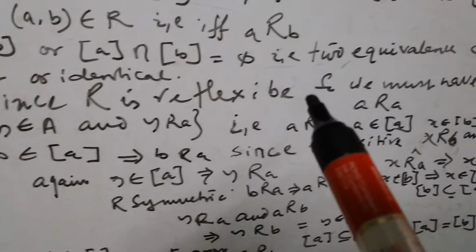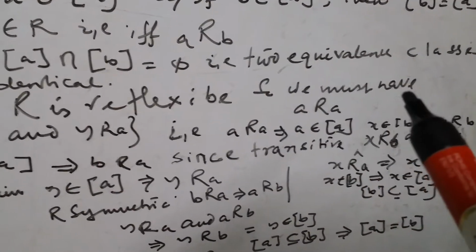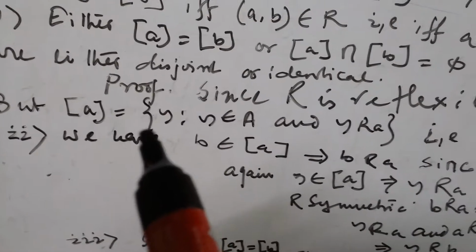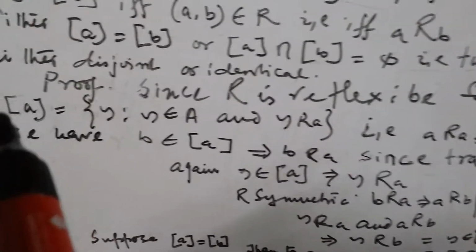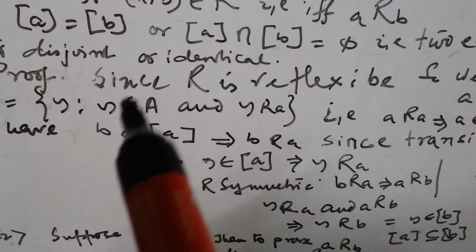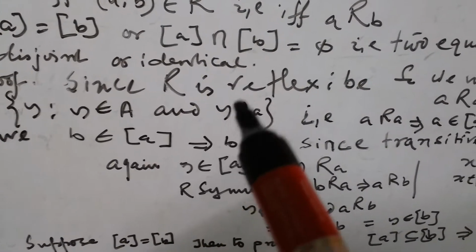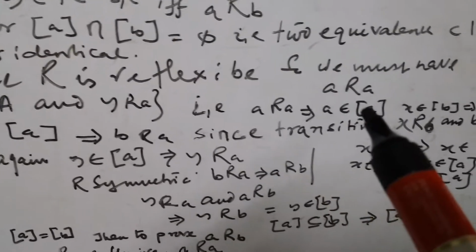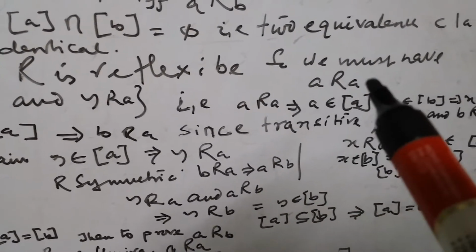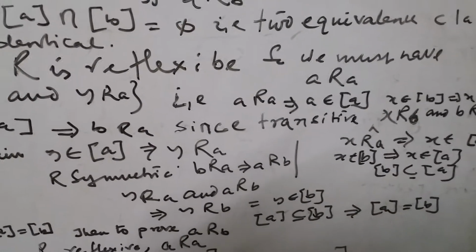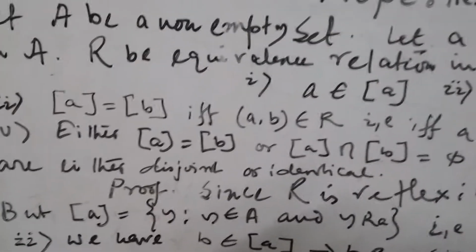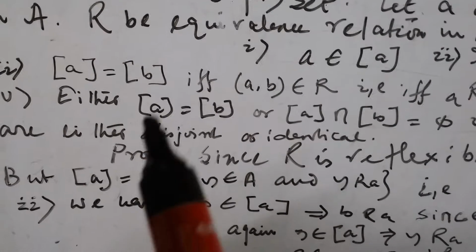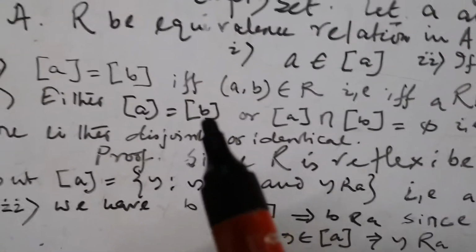Since R is reflexive, we have aRa. So a belongs to [a], where y belongs to [a] means yRa, so aRa gives a belongs to [a]. Very easy. That is number 1.